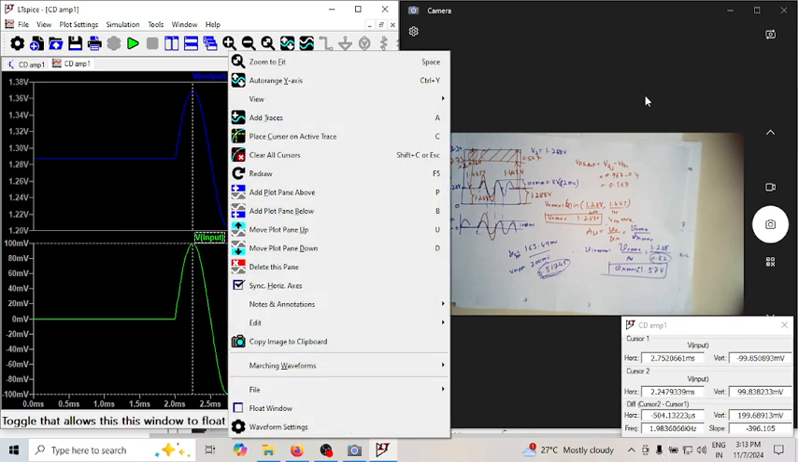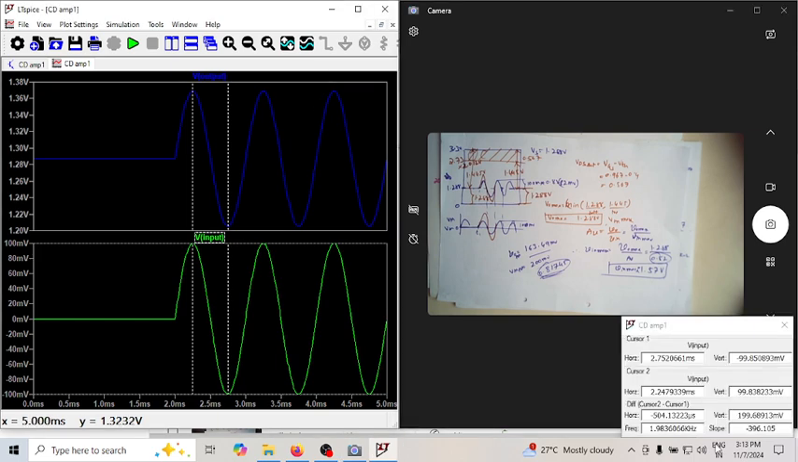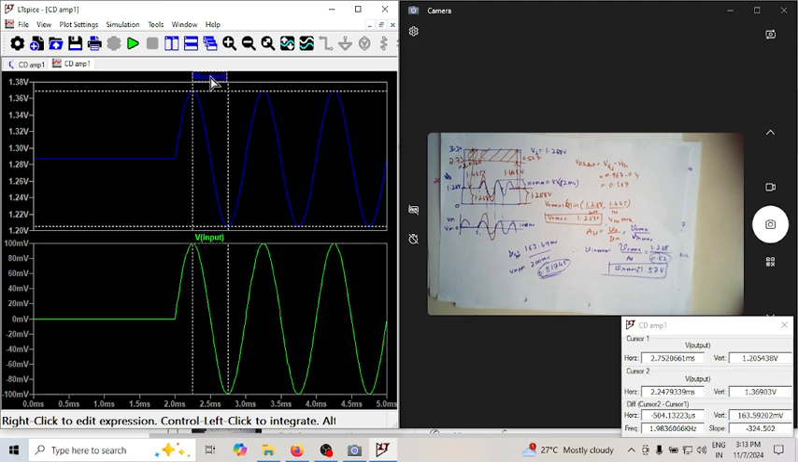Can you see this is 200 millivolt? This is 199.68, that's exactly 200 millivolt. You can see the output. If you double click on that, the entire cursor will move onto the output. Can you see now this is 163.59.